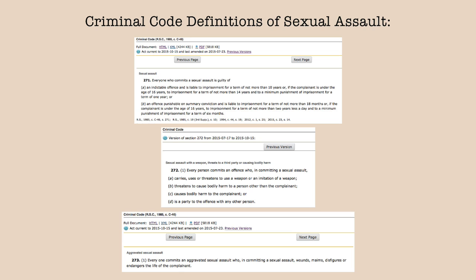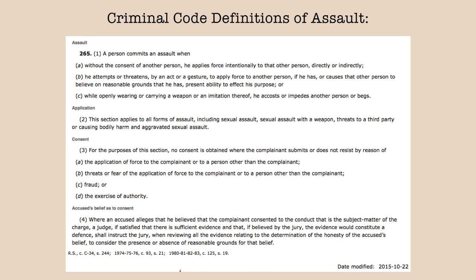It is also the least defined, as you can see here. Everyone who commits a sexual assault is guilty of, and then the punishments are listed. If you go to the section of the criminal code that defines assault, section 265, you will see that it covers sexual assault as well as physical assault. And the criteria for this charge are as follows.